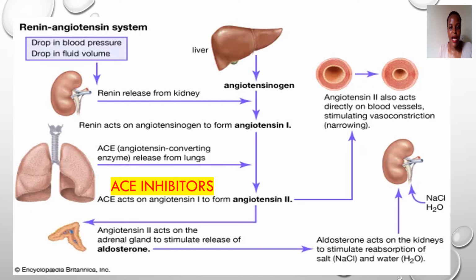So where are our ACE inhibitors? All the angiotensin converting enzyme inhibitors will prevent the formation of angiotensin 2 from angiotensin 1. That's where the effect is. So these ACEs that are produced by the lungs will have a drug given at that point to prevent the enzyme action, which is responsible for conversion of angiotensin 1 to angiotensin 2.